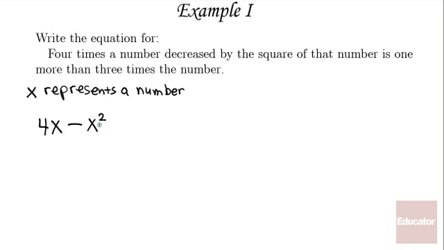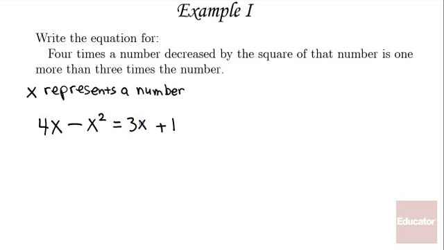So I have the left half of the equation. Equals 1 more than 3 times the number. This is telling me that I need to add 1 to 3 times the number. It's 1 more than 3 times the number. 3 times, so multiply the number, which is X.